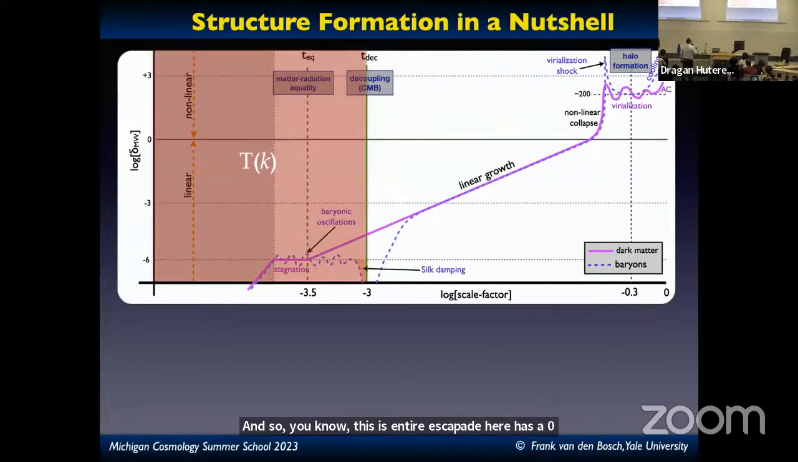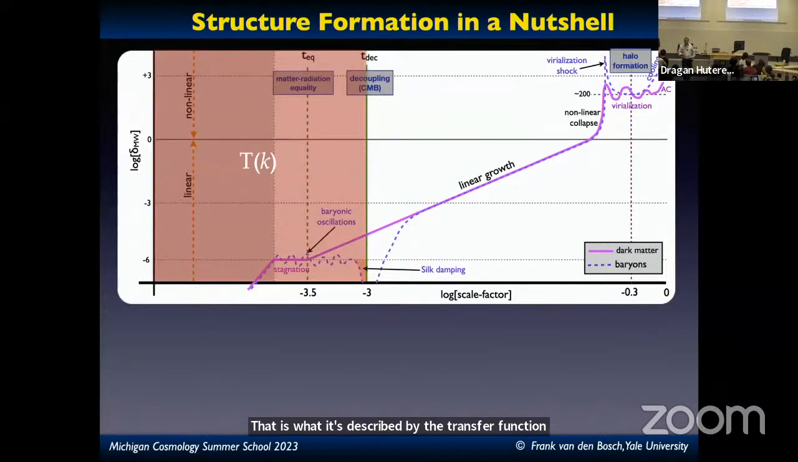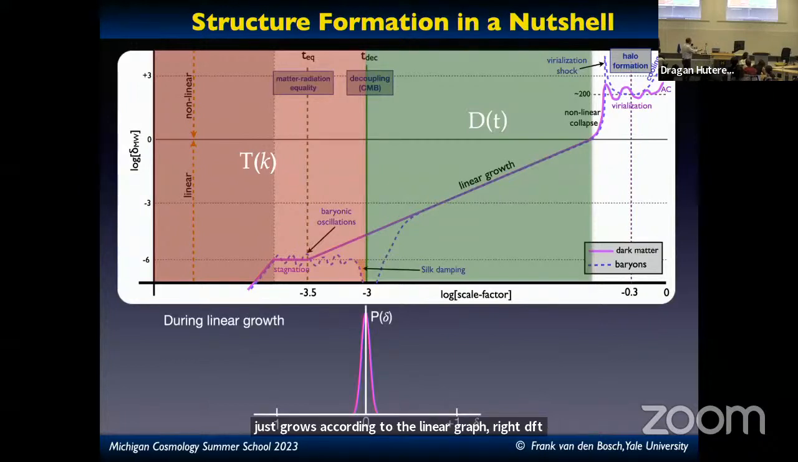go into. The upshot being all this stuff, what happens here, is what is described by the transfer function. After that, it's super simple up to the point when things go nonlinear. But this part here, every mode just grows according to the linear growth rate, D of t. Ta-da! And then at some point, these density perturbations start to become of order unity. And then a lot of stuff happens.